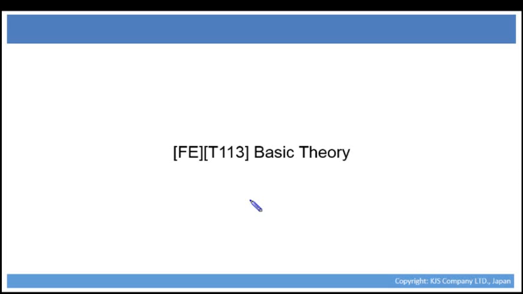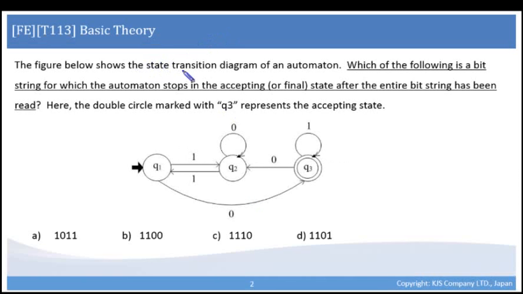T113 Basic Theory. So in this set of videos we're going to be looking at automatons or self-controlled machines. The figure below shows the state transition diagram of an automaton. Which of the following is a bit string for which the automaton stops in an accepting or final state after the entire bit string has been read? Here the double circle marked with Q3 represents the accepting state.